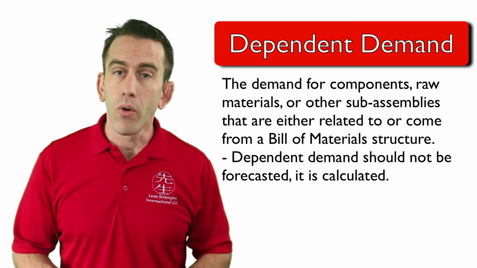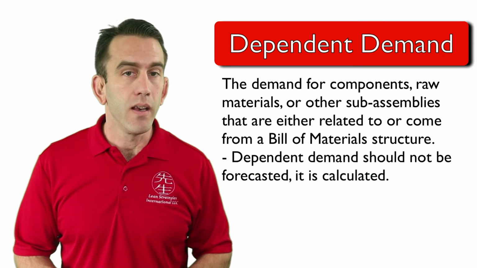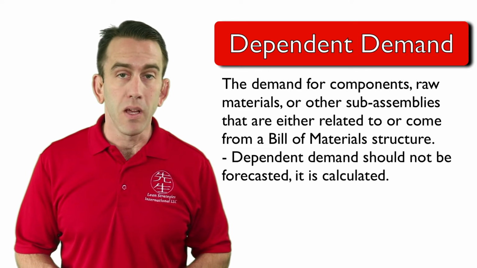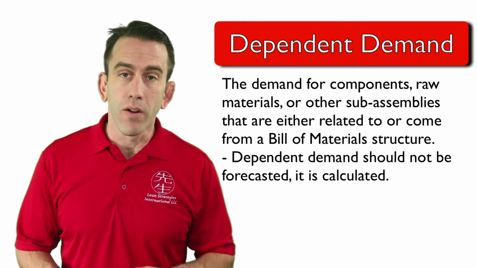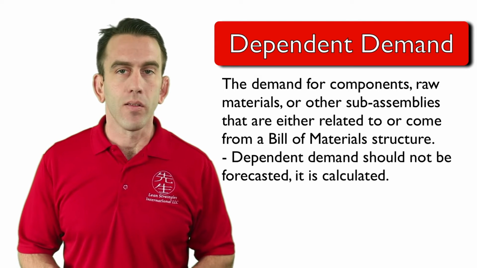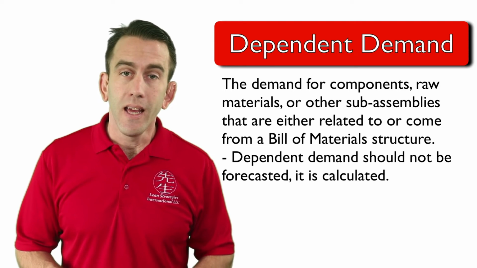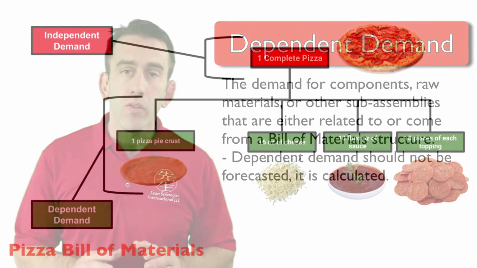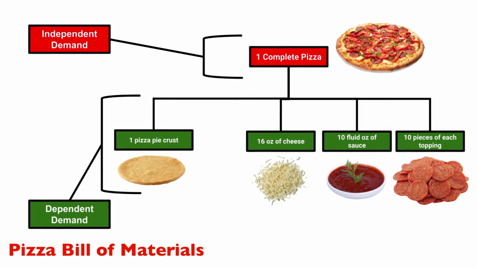Another thing to note about dependent demand is that it should not be forecasted. It is generally calculated using a material requirements planning system. In other words, it is calculated. Let's look at our pizza again as an example.